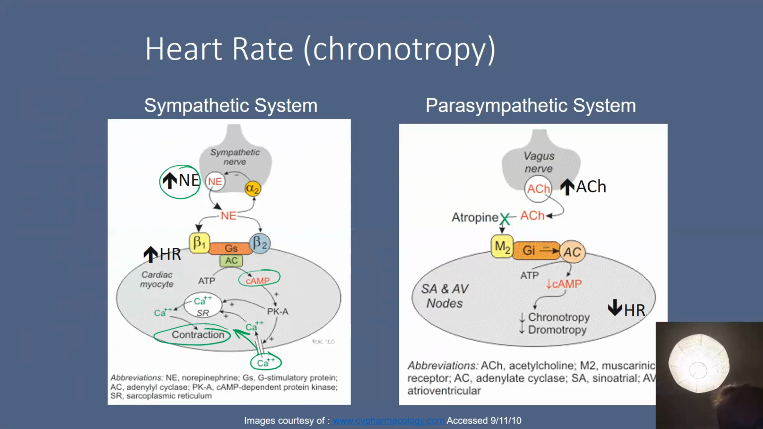So that's the contraction part of beta-1. On the other side of things, beta-1 also increases the heart rate by increasing the firing rate through a change in the membrane potential of your typical pacer cells, and so our heart rate goes up. So norepinephrine has two effects. We get an increase in contraction and an increase in heart rate, all through that beta-1 receptor.